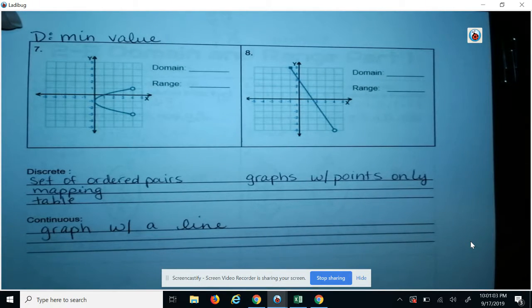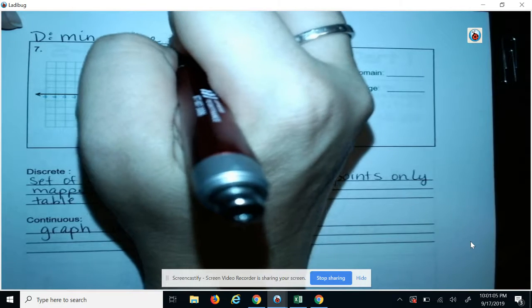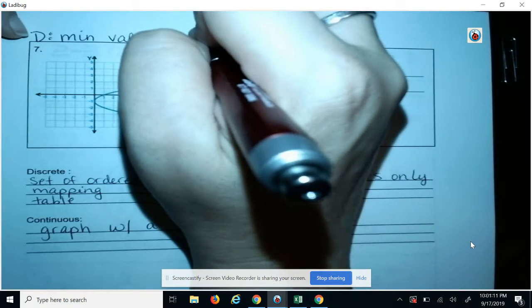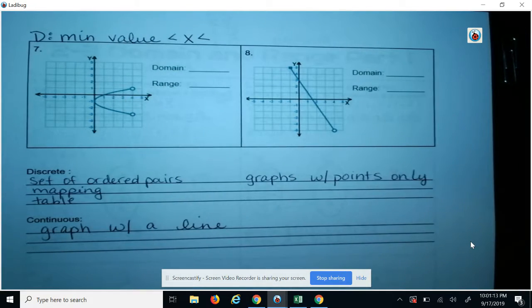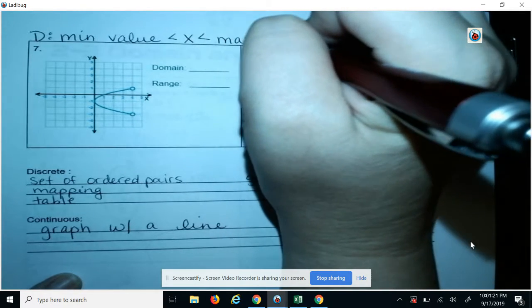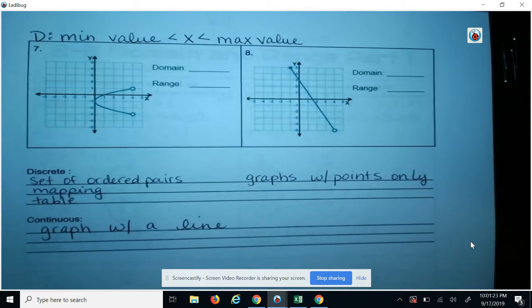And remember, in compound inequalities, we always have less than or equal to. Domain is the x value, so an x will be in the middle of our symbols. Remember, those can be less than or equal to. And it's going to be our maximum value on the outside. So we're going from minimum to maximum.